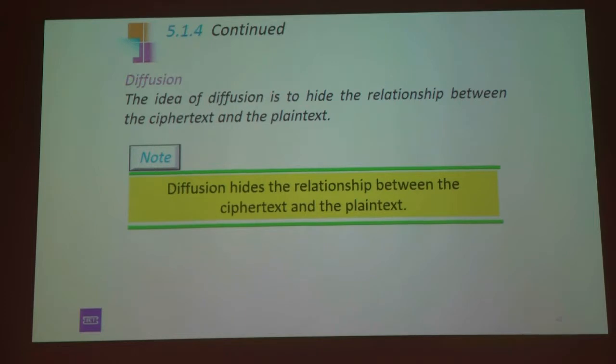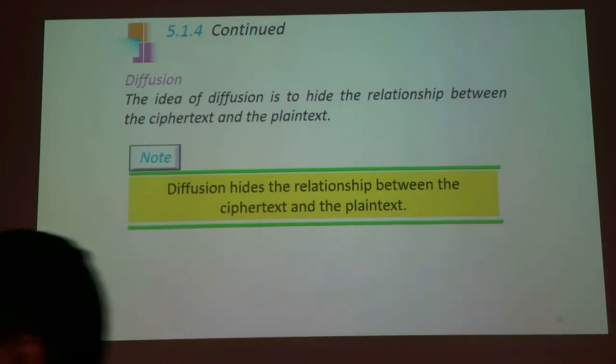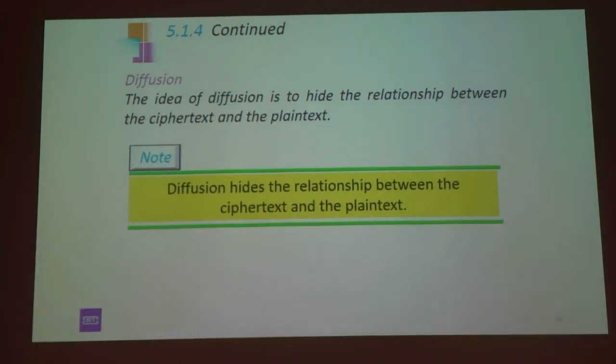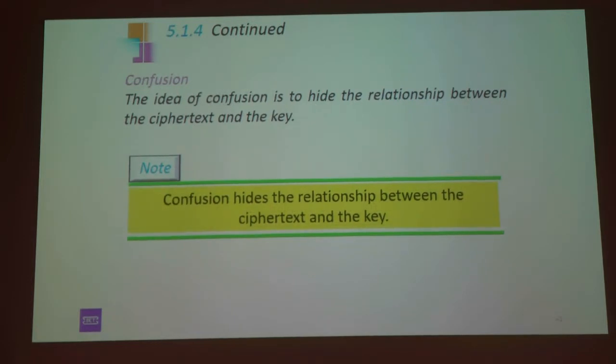Diffusion hides the relationship between the ciphertext and the plain text. So if you have the plain text and you have the ciphertext, you look at this and this, you'll never be able to know what the relationship is. We will not be able to know what the key is, for example. All right, that's diffusion. And confusion hides the relationship between the ciphertext and the key. So confusion and diffusion.